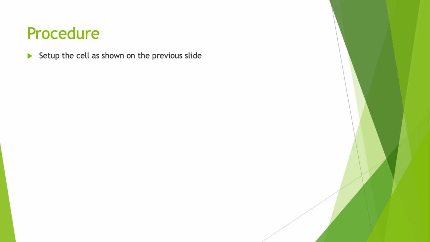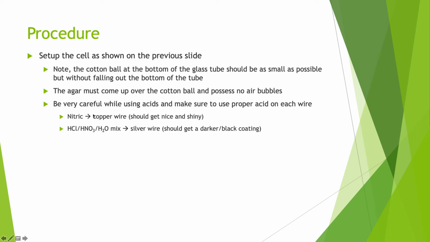Now, in general, a couple things on the procedure. I've already pointed out these first couple. You really want that cotton ball as small as possible in the bottom of that tube. And you want the agar to come up above the cotton ball. And you also really don't want any air bubbles there as well. Air bubbles can also cause some problems, unfortunately, for the conductivity that we want to be able to see between the parts of our galvanic cell.